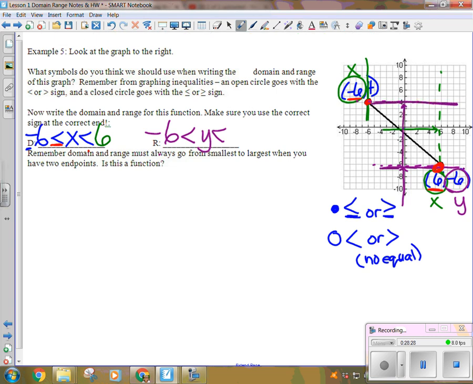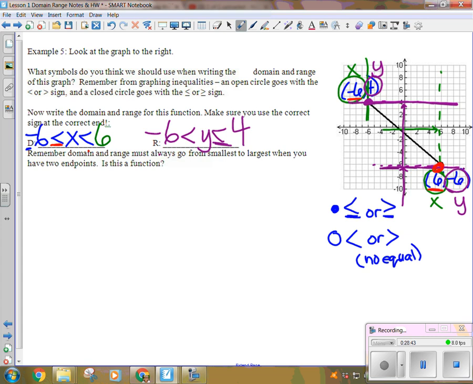Well, the last y value looks like it crosses at +4. Okay, +4. That is still a solid circle. It was at the beginning. It's still solid. So on this 4 side, we need to put in an equals. That is my domain and range.